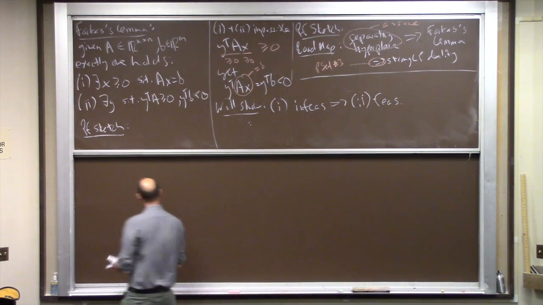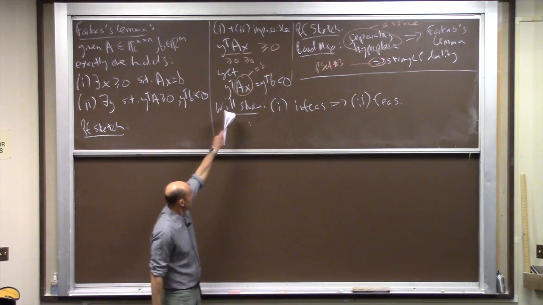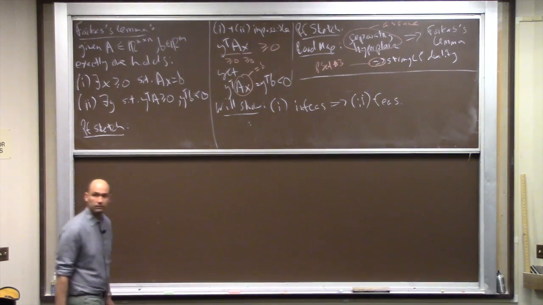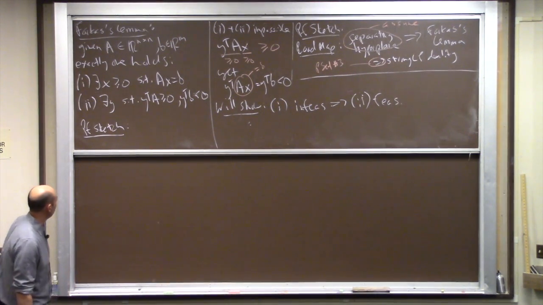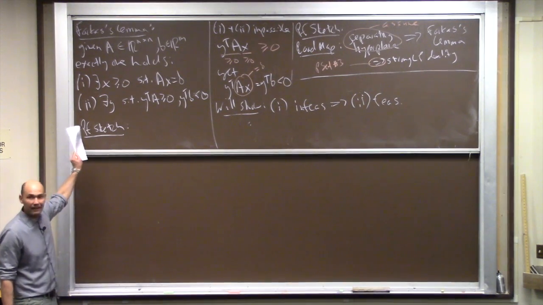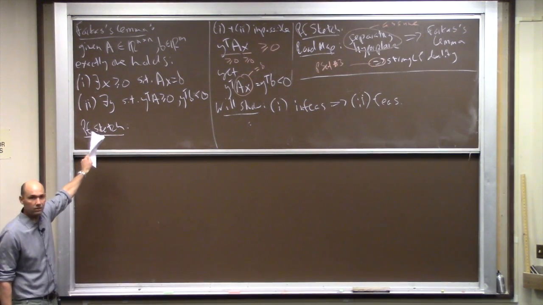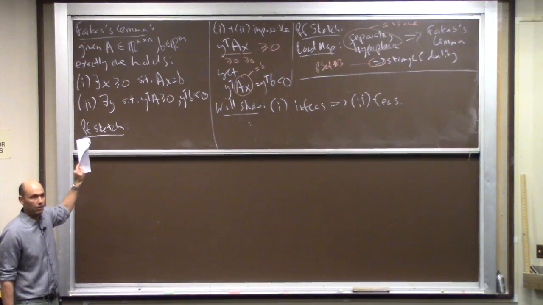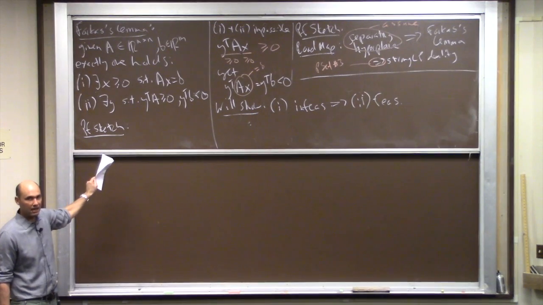Okay, so assume 1 is infeasible. What are we tasked with? We've got to find a y. If 1 is infeasible, we want to prove 2 is feasible, so we've got to find a y. Where are we going to get a y? We're going to get a y from the separating hyperplane.